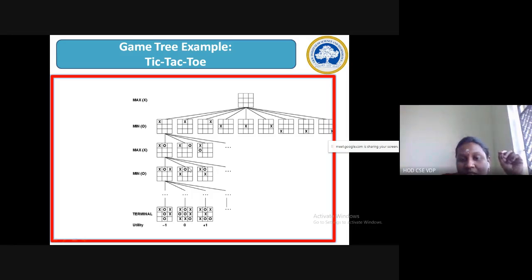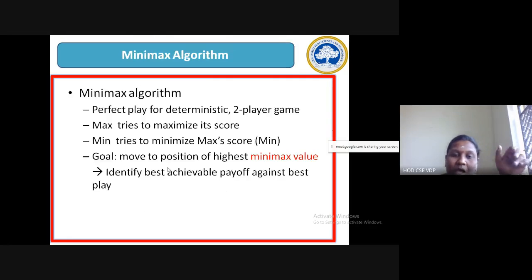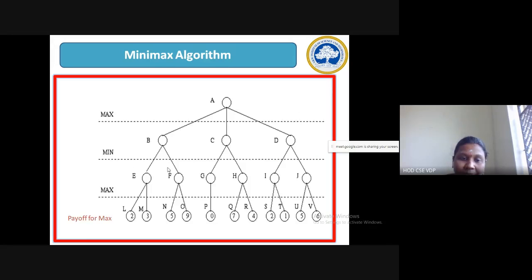Got it? So this game is a minimize-the-maximum strategy, such that each player tries to maximize its own payoff and minimize the payoff of the other player. Okay, so this is a typical min-max strategy. Now coming to the algorithm part. Now you have understood how to play the XO game.